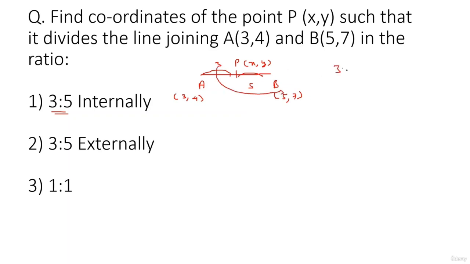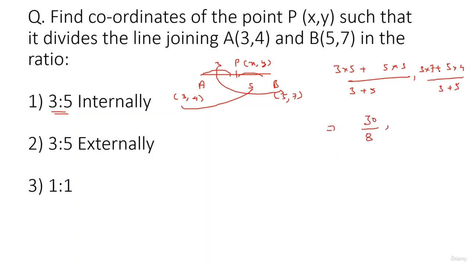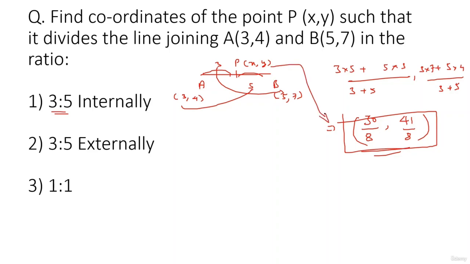mx2 plus nx1 divided by m plus n, this is the x coordinate, and the y coordinate again is my2 plus ny1 divided by m plus n. So 3 into 5 is 15, 5 into 3 is 15, 15 plus 15 is 30, divided by 3 plus 5, 8. 3 into 7 is 21 plus 5 into 4 is 20, 41 divided by 8. So these are the coordinates of the point P such that it divides AB in the ratio 3:5 internally.